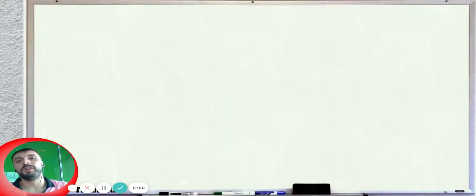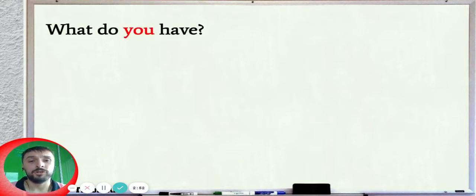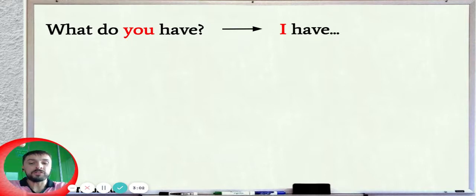Let's do your questions very quickly. Question: What do you have? What's the answer? The U changes to I. You say, I have dot, dot, dot. I have a pen. I have a swim tube. I have a scooter. I have a soccer ball.